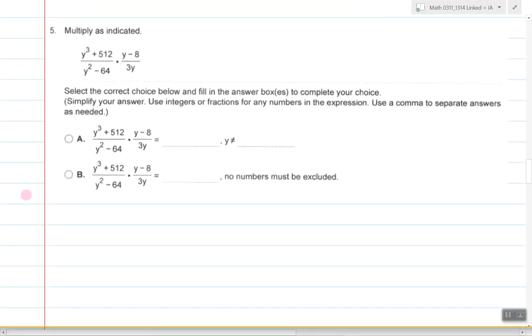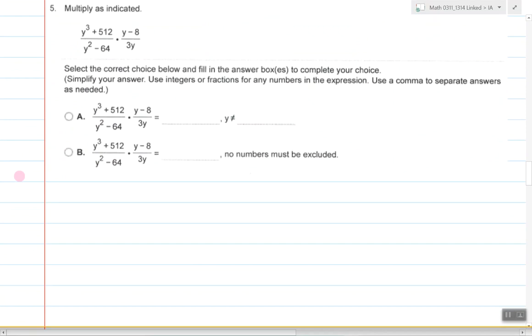Let's look at number 5. I need to factor these, so I will be simplifying. And when I get the factors, I'll probably jump over here and do the exclusions by looking at only the denominators. So here we go. This one times this one.